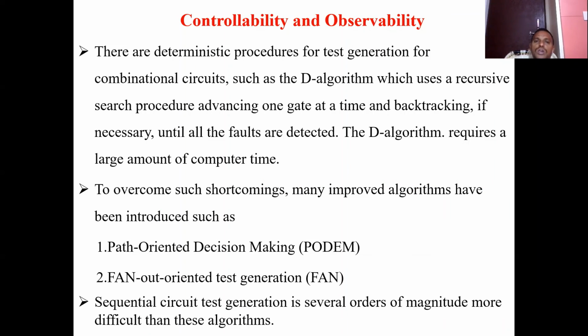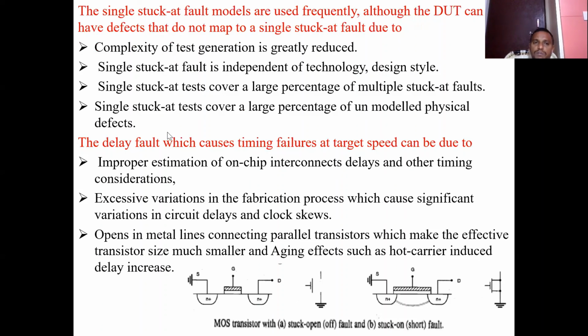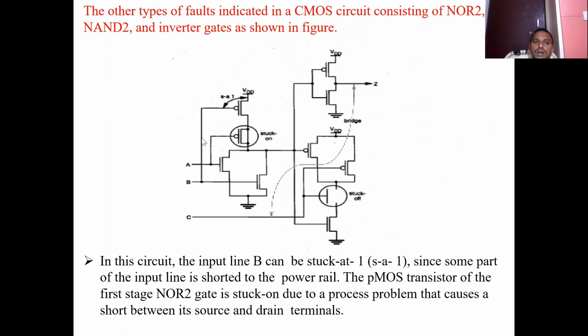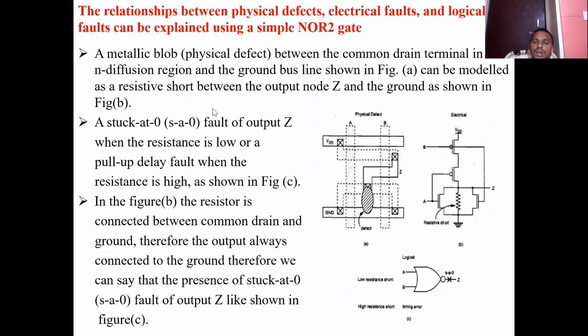In the next class we will see what these different faults are, and how electrical faults and logical faults can be related. We will see this in the coming discussion.